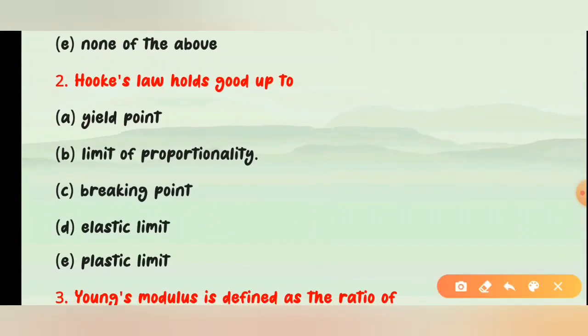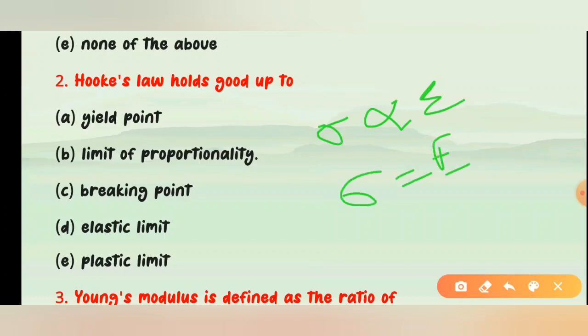Next, Hooke's law holds good up to... Hooke's law gives us that within elastic limit, stress is directly proportional to strain, or stress equals a constant of proportionality into strain, where capital E is the Young's modulus of elasticity. So Hooke's law states that within elastic limit, so the correct option is limit of proportionality.